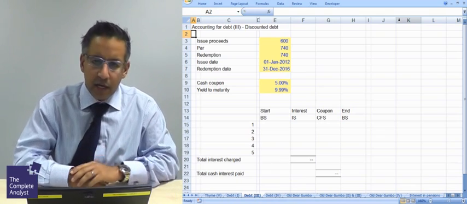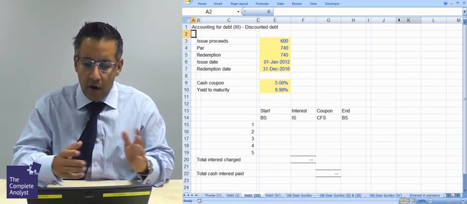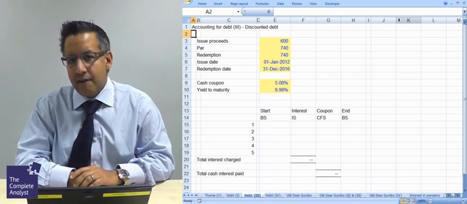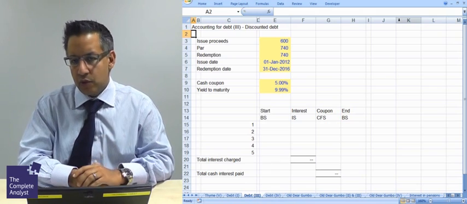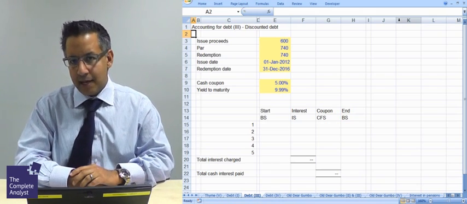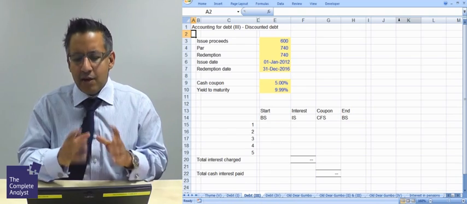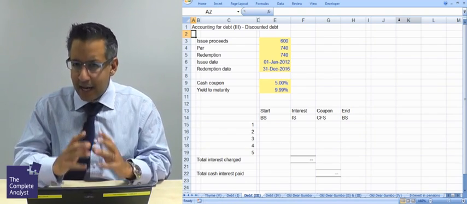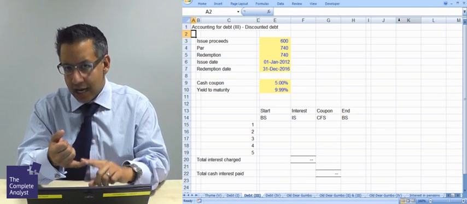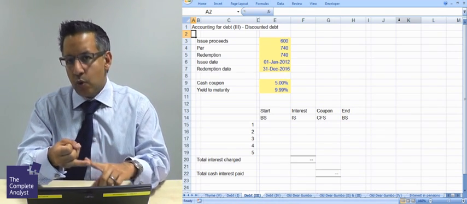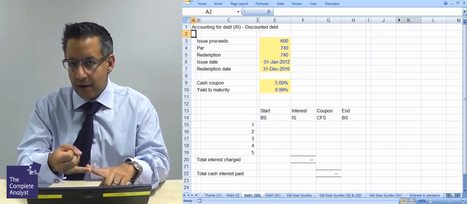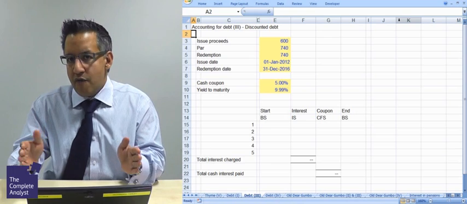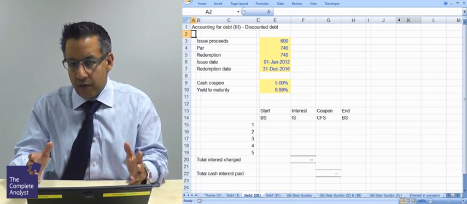Now, what we've done is we've already calculated that yield to maturity for you of 9.99%. Next video, Accounting for Debt 4, will show you how that yield to maturity is calculated, but we'll just take it as read as being 9.99%. And the reason it's higher than 5% is the total interest that we need to deal with in the income statement is not just the cash coupon, but we need to spread this 140 million discount, which will be treated as interest, through the income statement over the 5-year term of the loan.